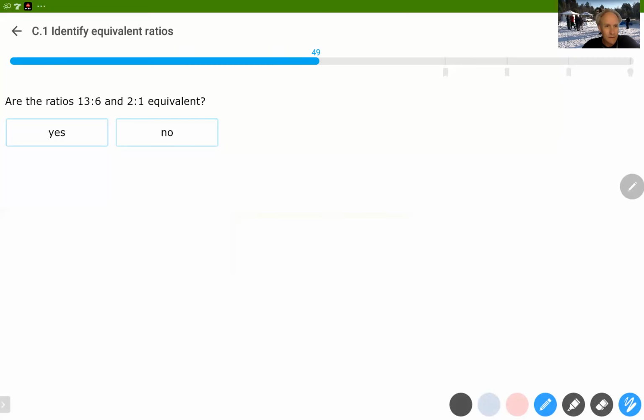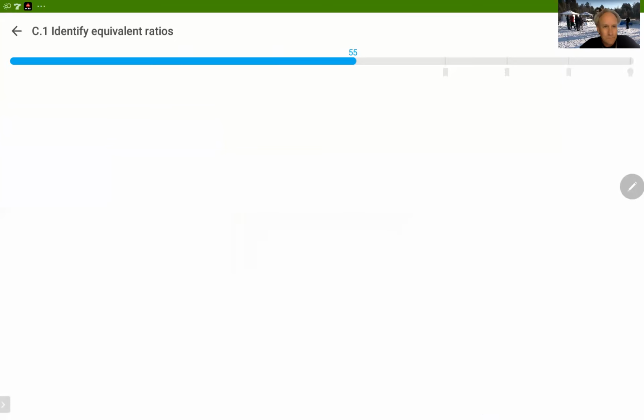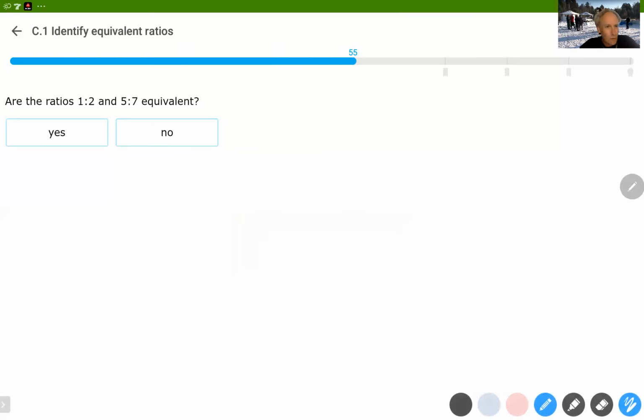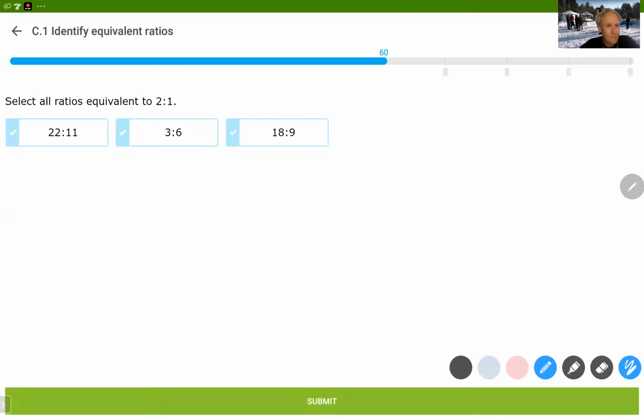13 to 6 and 2 to 1. No, this is 12 to 6. Would be 2 to 1. So this is a no. 1 to 2, 5 to 7, no. 2 to 1, that's 18 to 9, and that's the only one.